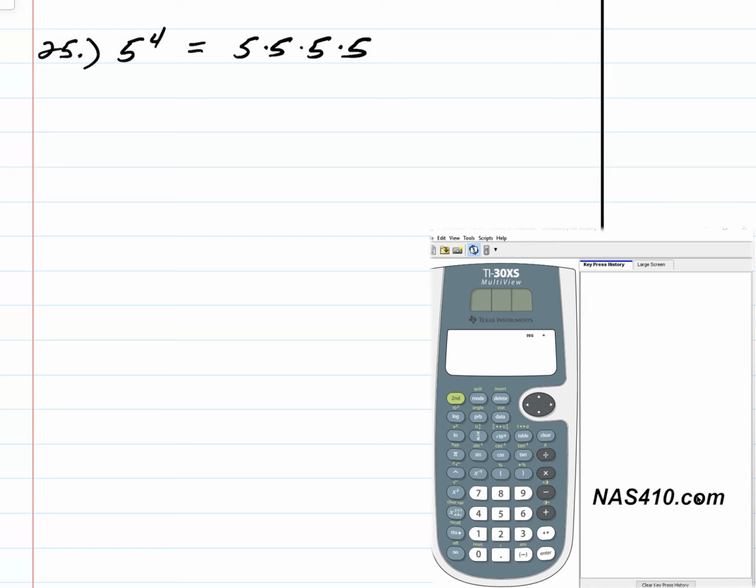Okay, 5 to the 4th. Again, guys, just a simple exponent problem. Okay, 5 to the 4th is the same thing as saying 5 times 5 times 5 times 5. Okay, let's do this one on our calculator, guys. I'm going to do 5, and I'm going to do that little caret symbol, and I'm going to enter 4 and push enter, and I get 625.